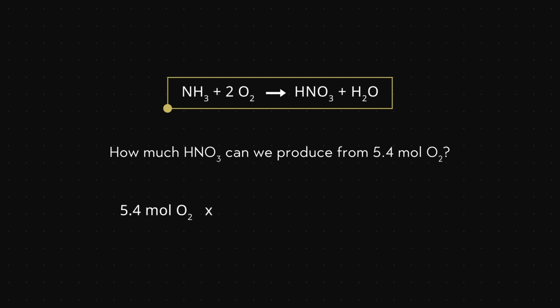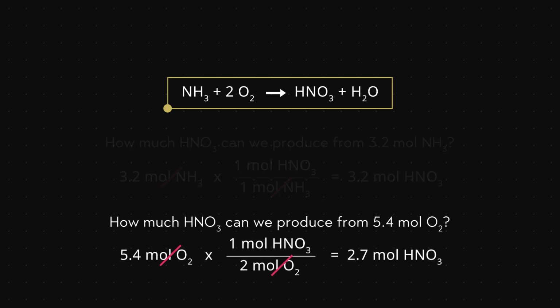We multiply this by 1 mole nitric acid over 2 moles of oxygen. This time, the moles of oxygen cancel out, leaving us with the moles of nitric acid produced. Carrying out this math gives us 2.7 moles of nitric acid.